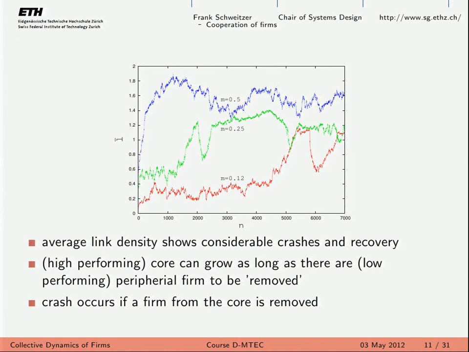If you choose a low p, then the network is quite sparse and you have a low density here. If you choose a higher p, then the network gets quite dense. So now the question is, why are these crashes and recoveries more visible if you have a smaller M? That's the question.